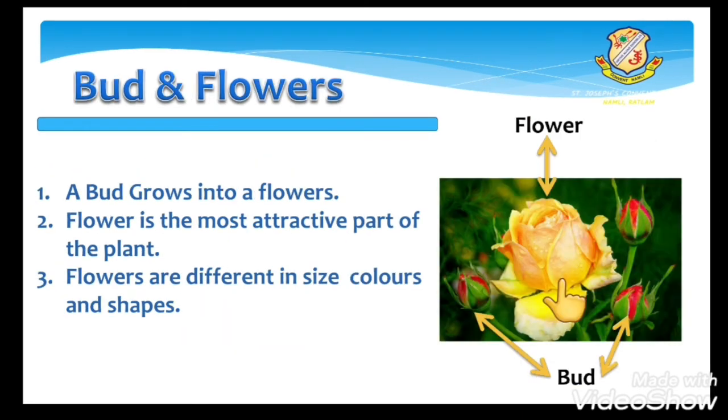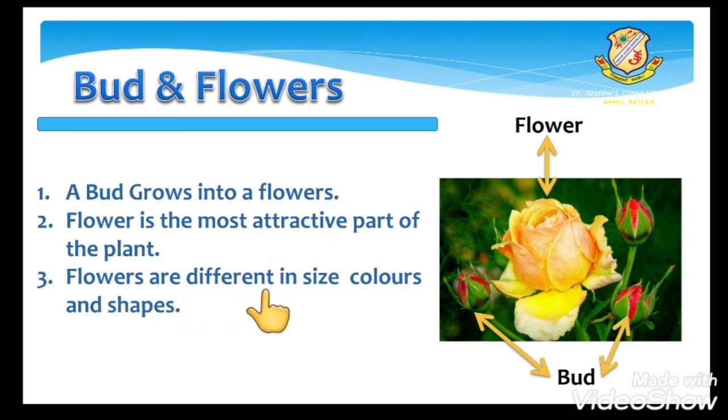Now the next is buds and flowers. Flowers are the most attractive parts of the plant. As you can see, this is a flower and this is a bud. A small bud grows into a flower. This small bud grows into a colorful flower. Flower is the most attractive part of the plant as I see.